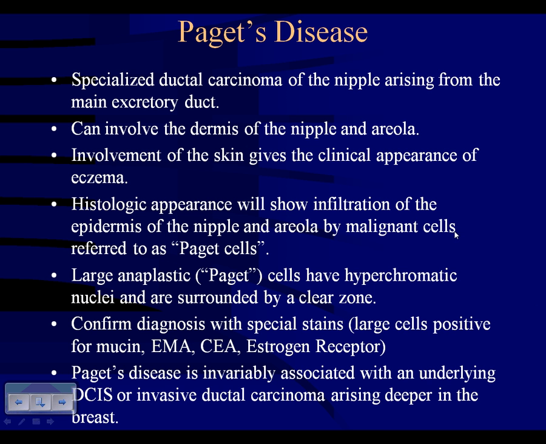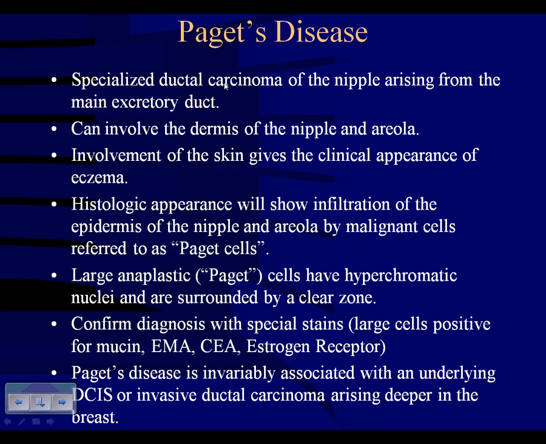All right, what about Paget's disease? I told you this involves the nipple. And we've seen it in the vulva area as well. It's a similar type tumor, but the thing about Paget's involving the nipple, it generally means that there's another carcinoma deeper in the breast that's either DCIS or invasive ductal carcinoma.